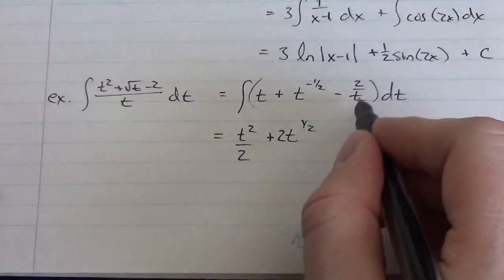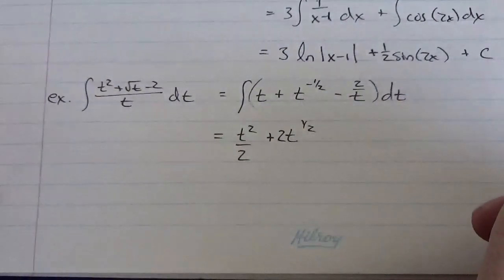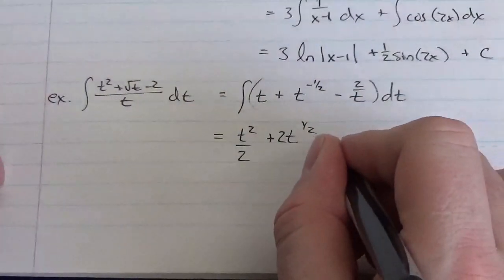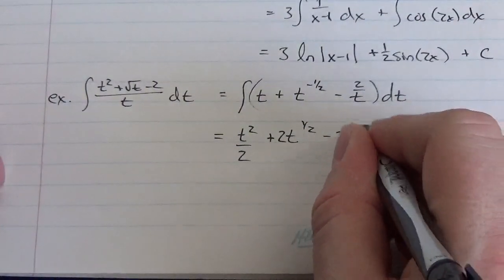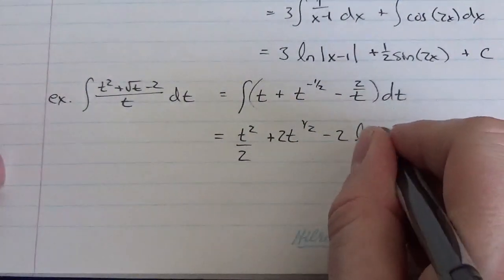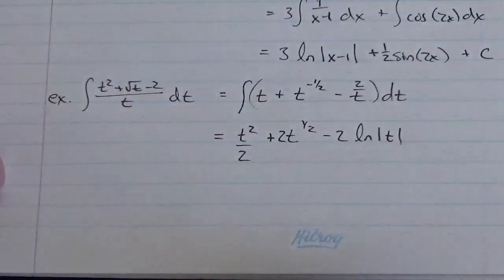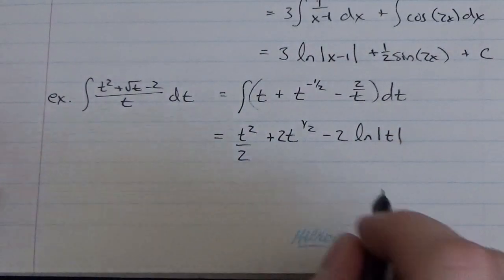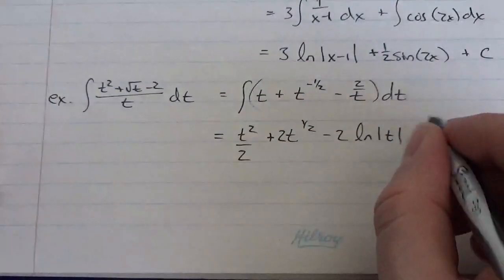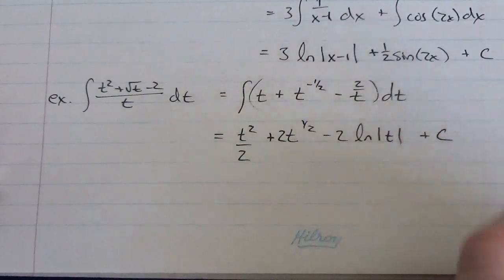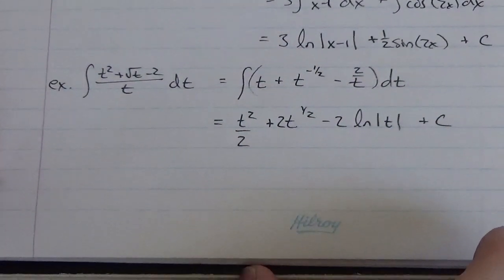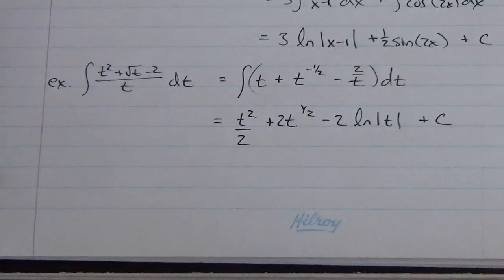In this last term, I see the t in the denominator to a 1. And again, I recognize that immediately as being the natural log. And so I put my absolute values around there. The 2 is just a coefficient I pull out. And then I have this plus c at the end there. Now, that is my answer. That's good. That's totally fine.